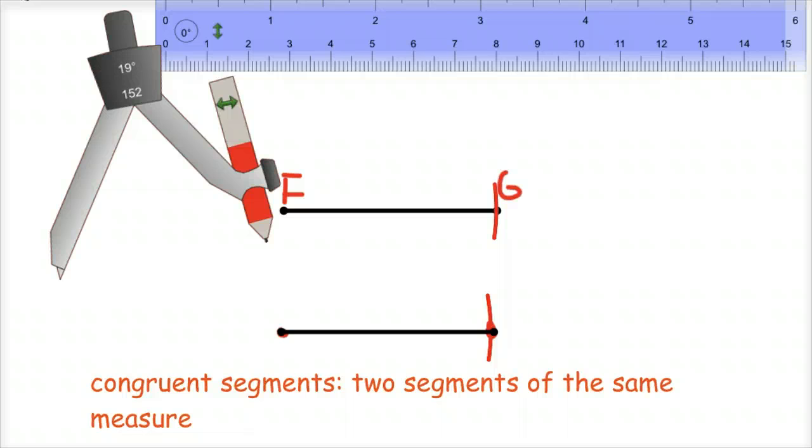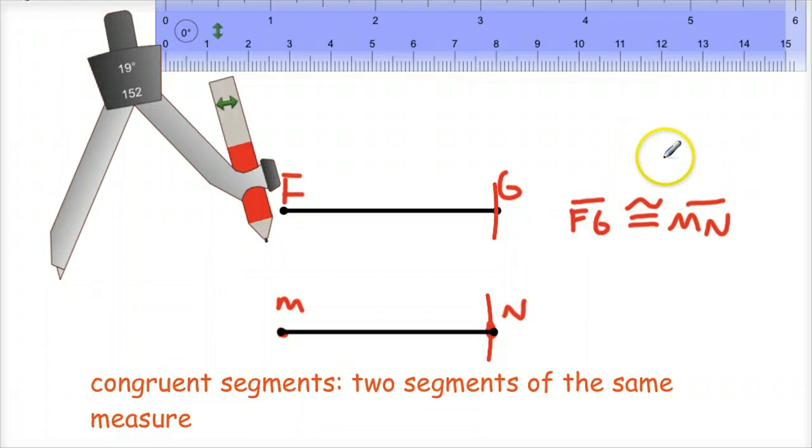We'll call this something different. We'll call this MN. So FG and MN are congruent because they are two segments of the same measure. So the way I would write that is I would say line segment FG is congruent to line segment MN, right? So congruent to has its own symbol. That's what this one is, an equal sign with the little kind of wavy line on top. That's the same thing that we used for about. So this says FG is congruent to MN, which means it's the same measure as line segment MN.